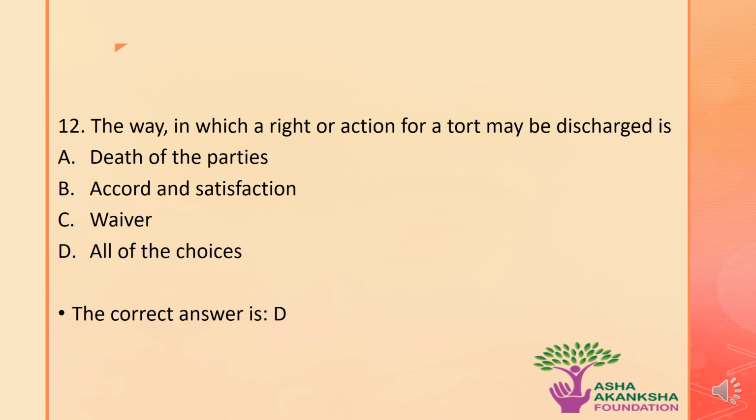The next question is: the way in which a right of action for a tort may be discharged is, options are A. Death of the parties, B. Accord and satisfaction, C. Waiver, or D. All of the above choices. The correct answer to this question is option D. That is, all the above choices, that is, death of the parties, accord and satisfaction, and waiver, are the correct answers for discharging the action for a tort.